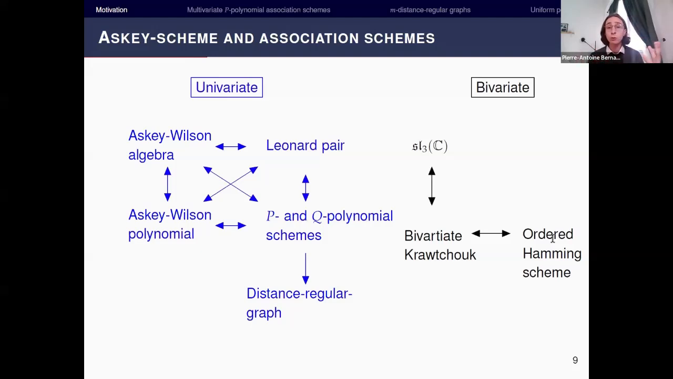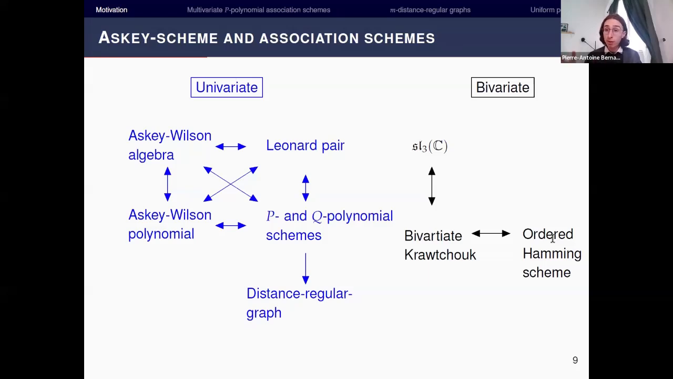because the Krawtchouk polynomial are just one example of Askey-Wilson polynomial, which are known in general to be related to the Askey-Wilson algebra. So the bispectral algebra of the polynomial is well understood. Their connection with Leonard pair is also well understood. And each P and Q polynomial scheme are known to be associated to a polynomial from the Askey scheme.